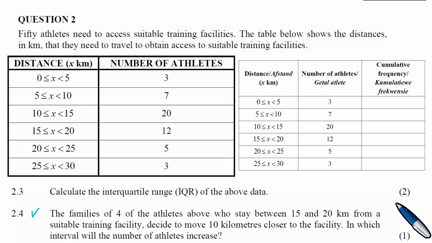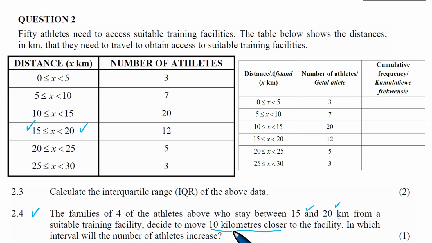The families of 4 of the athletes above stay between what? 15 and 20 kilometers from a suitable training facility. They decide to move 10 kilometers closer to the facility. In which interval will the number of the athletes increase? Right.